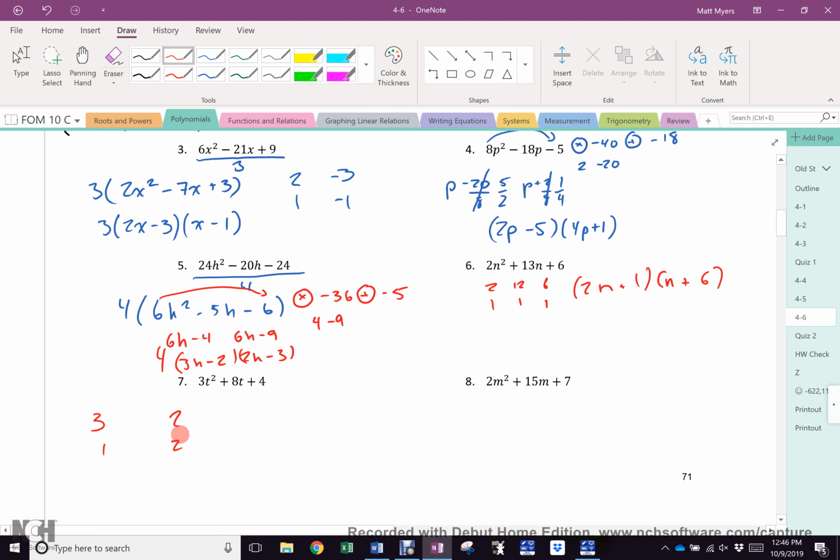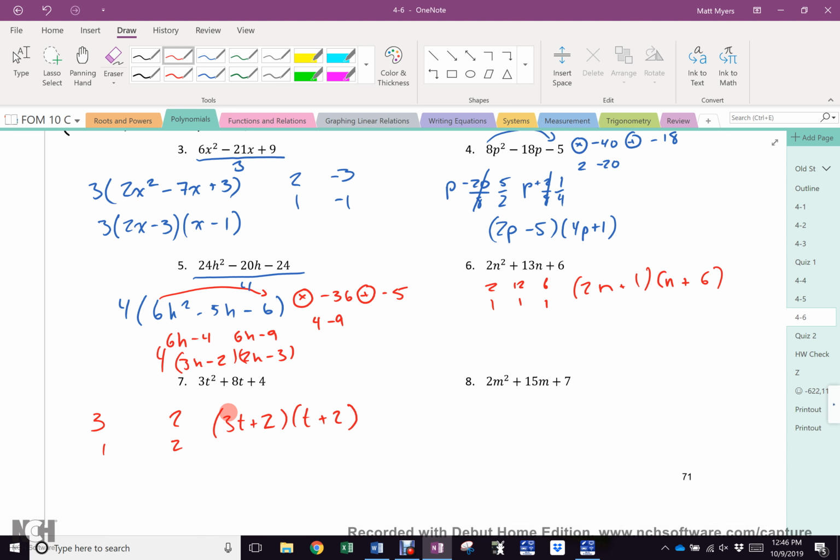Okay, so 1 and 4 is probably not going to work. So let's try 2 and 2. What's 3 times 2? 6. What's 2 times 1? Will 6 and 2 make me 8? Yes. Okay. So 3t plus 2 and t plus 2. Then we check. 3t times t, t squared, yeah? 2 times 2, 4, yeah? 3 times 2 is 6t. 2 times 1 is 2t. Is 6t and 2t 8t? So we're good.